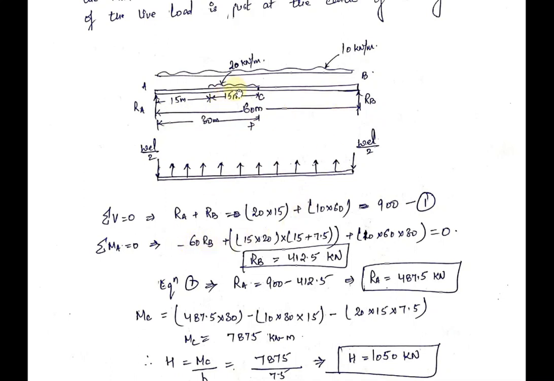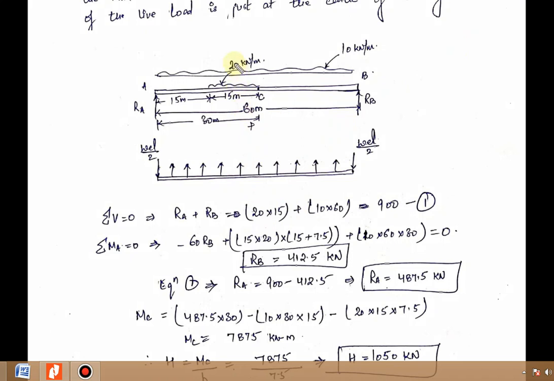Now the second load is this live load. So first convert this live load into force. So UDL into the length. So 20 into 15. Now this 20 into 15 will act at the center of the UDL. It means 15, the center of 15 will be 7.5. So this distance will be 7.5. Okay, so the perpendicular distance of this point load from A point will be 15 plus 7.5. So this will be the perpendicular distance.